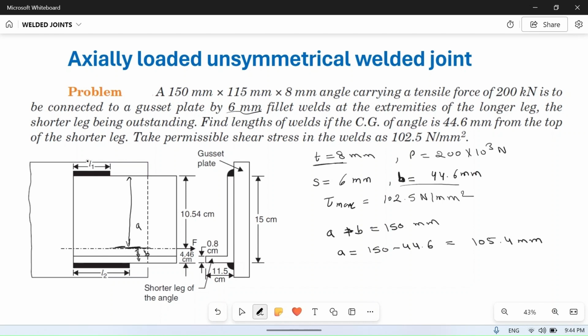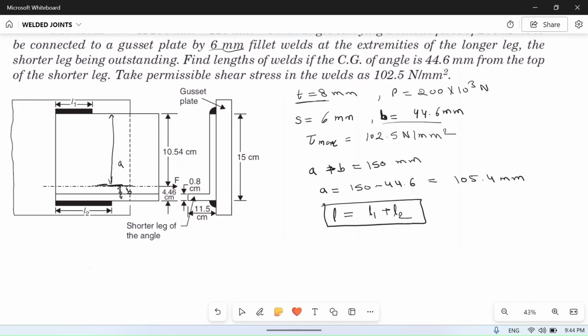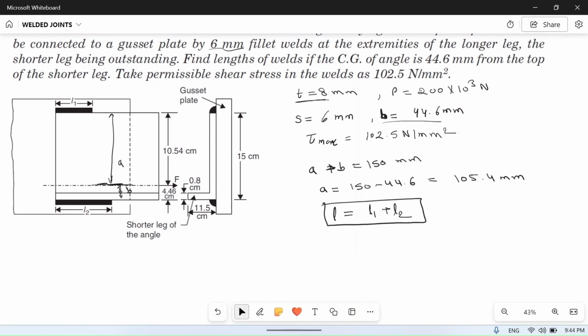Now suppose at top length is L1 and at bottom length is L2, it is given already. Then suppose total length is L, so L is equal to L1 plus L2, where L is the total length of weld. Now what will be the load carrying capacity of this weld L1 plus L2? See, suppose this is fillet weld, so fillet weld is like this, these two are equal, so it is given as 6 mm. As I said, usually we take it is equal to thickness of the plate, but here it is given as 6 mm, so we will take 6 mm. This is also 6, this is 90, so this angle will be same because these two are equal.